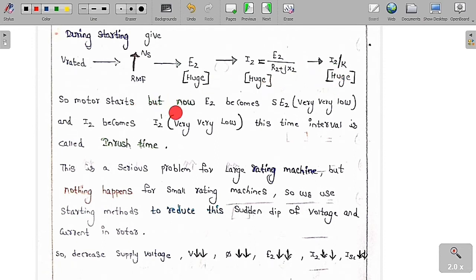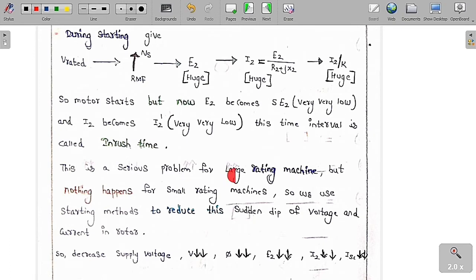So the motor starts, but now E2 becomes SE2, a very low value, and I2 becomes I2 dash, a very low value. Whenever the motor starts, slip is going to come, so S into E2 is very less and I2 dash is also very less. This time interval is called the inrush time.